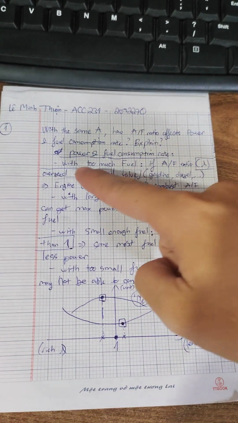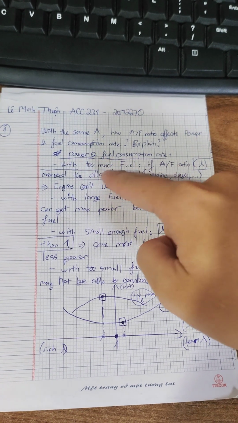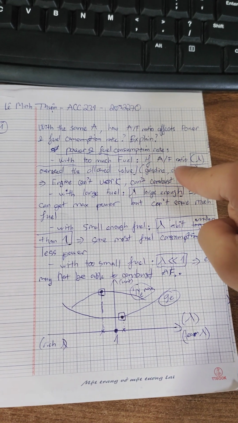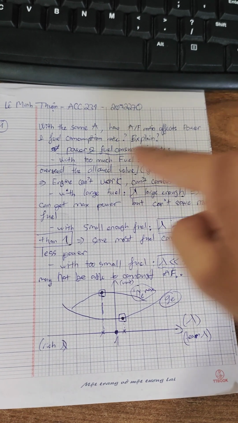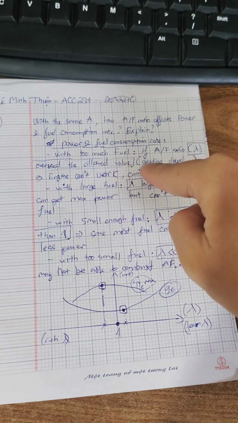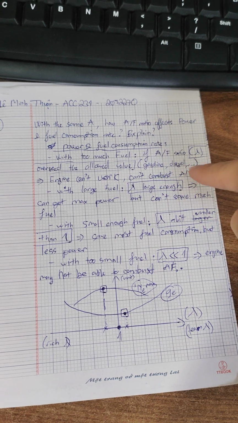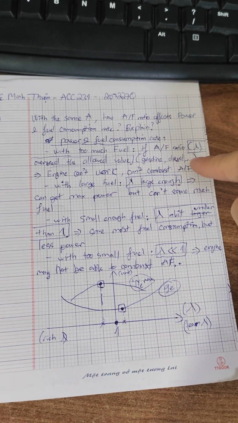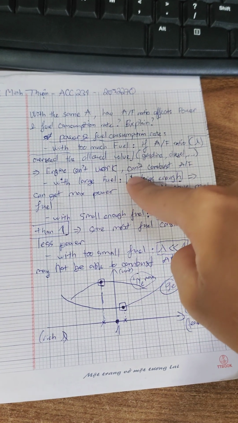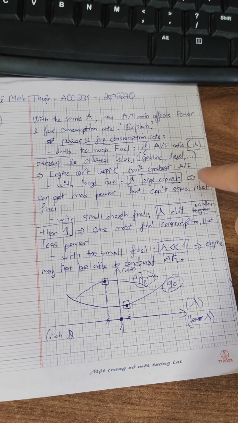So, with too much fuel, if the air-fuel ratio or lambda exceeds the allowed value for gasoline, for diesel or any different type of engine, the engine can't work. It can't combust the air-fuel mixture.